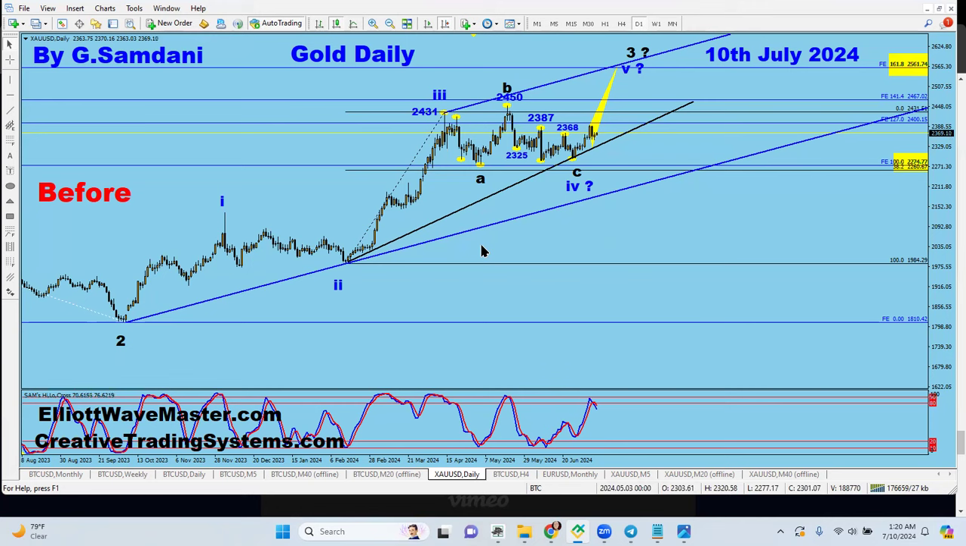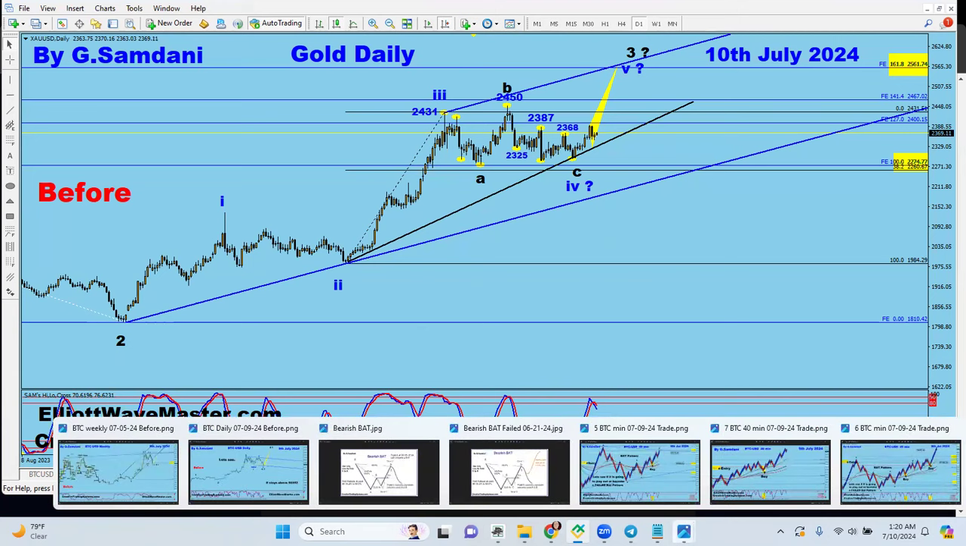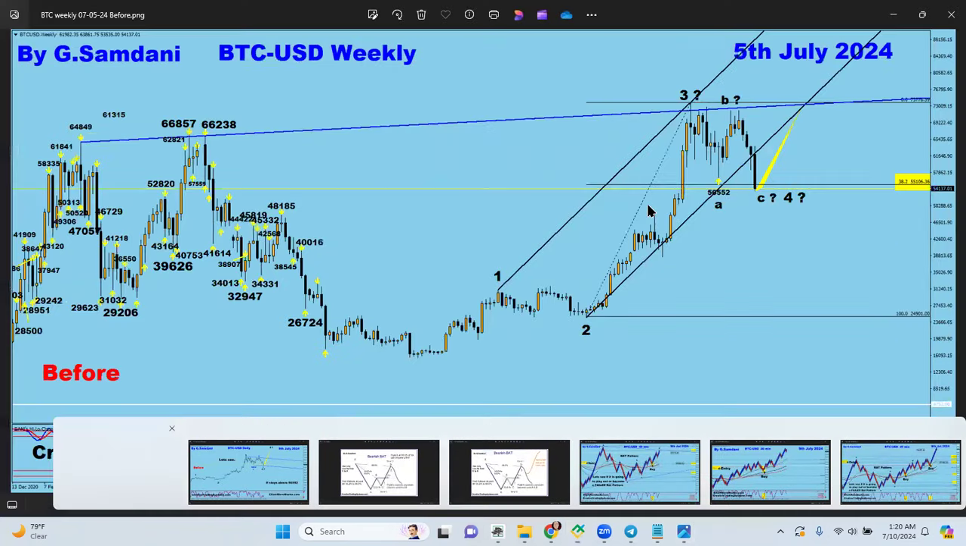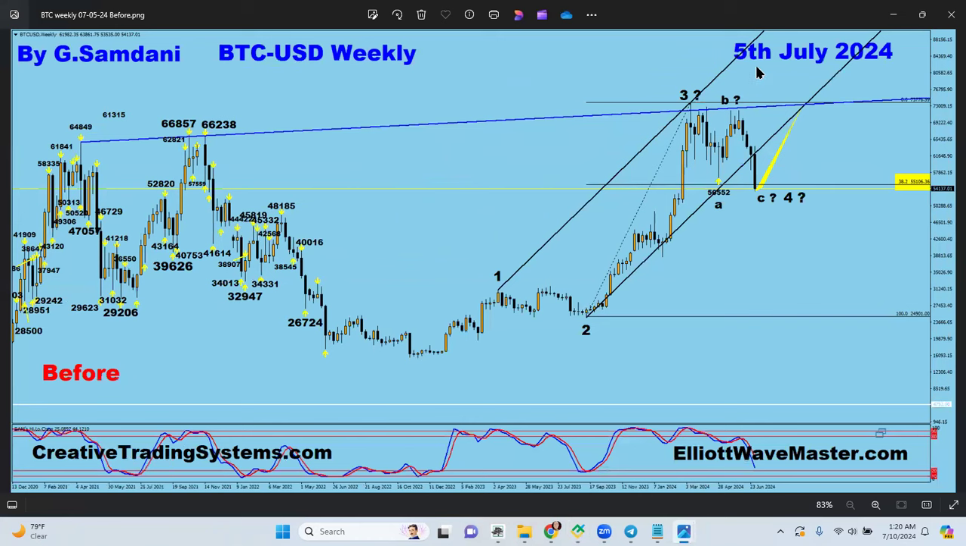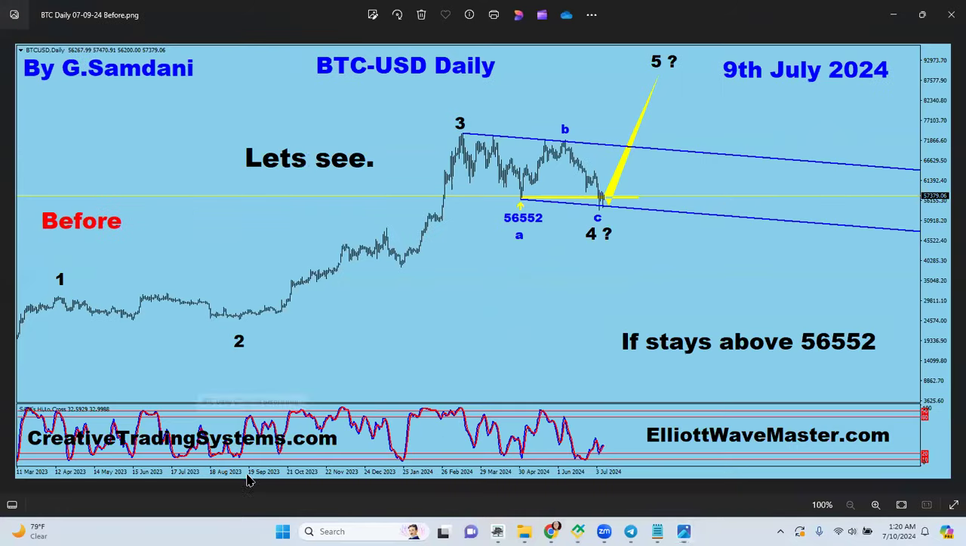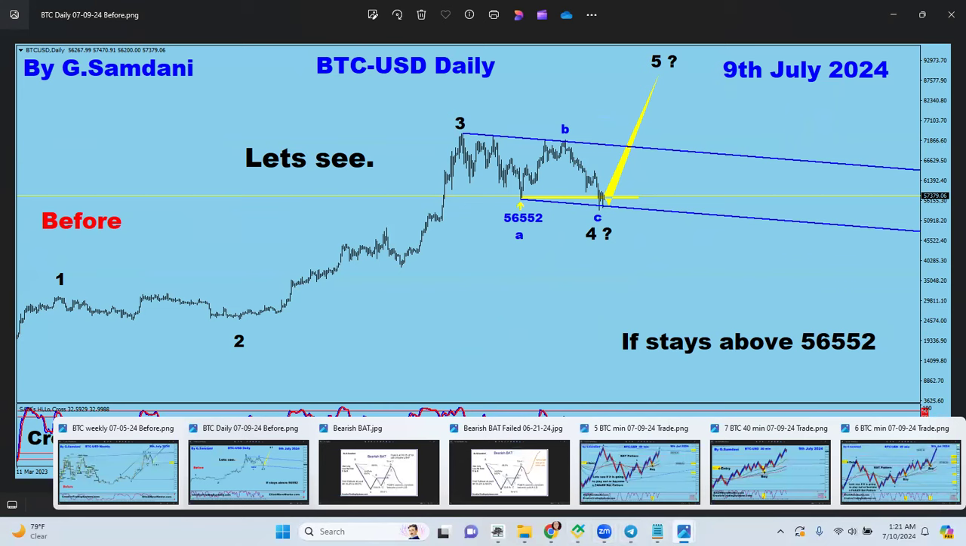I'm talking about a harmonic pattern, but let me first show you the chart that I made for Bitcoin. A weekly chart, made on the 5th, last Friday, said that we're going to bounce from here, and since then we are bouncing. The daily chart, which I also made earlier today on the 9th, shows the end of wave 3, A, B, C, wave 4, and I said we're going to be bouncing from here as long as we stay above 56,552. So we're supposed to be going to the upside, no big deal. It was already determined that we are going to go to the upside, not definitely, but most likely.